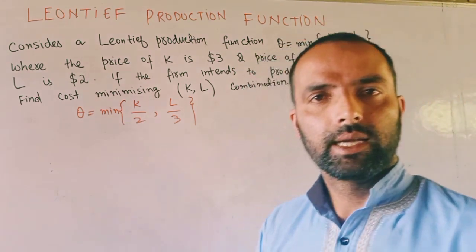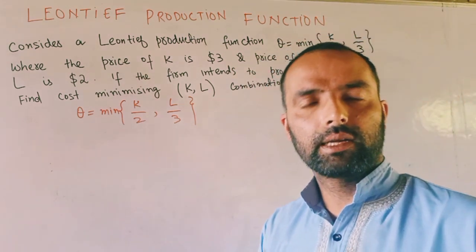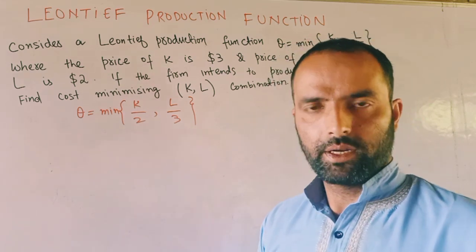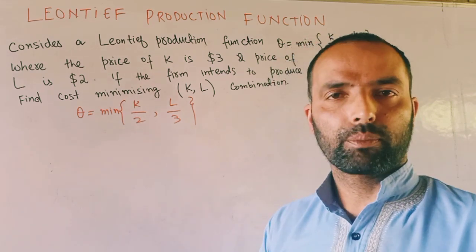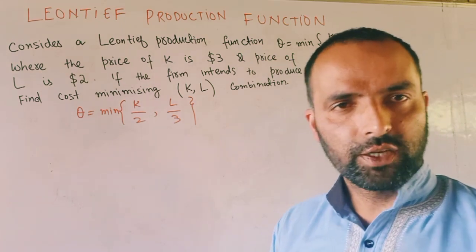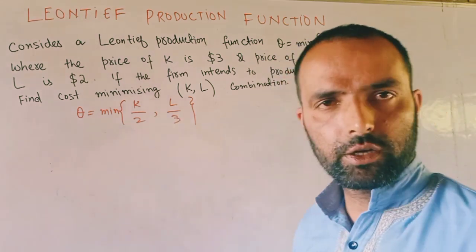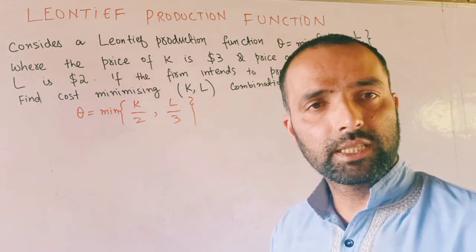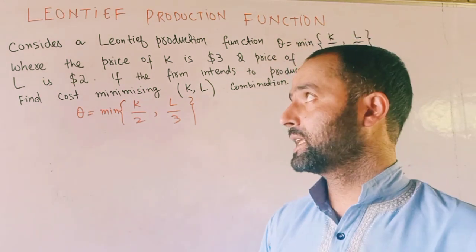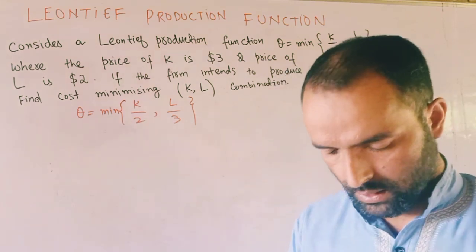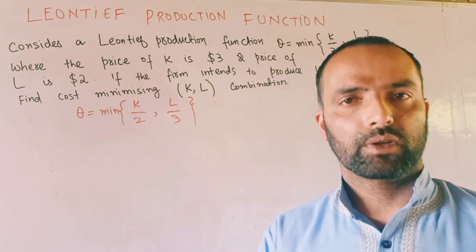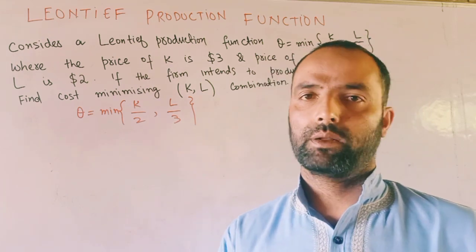We also say it is a perfect complement production function. Another name is fixed proportion production function, a function in which we take the inputs in a fixed proportion. So basically, remember, it has three names: Leontief production function, fixed proportion production function, and perfect complement production function.